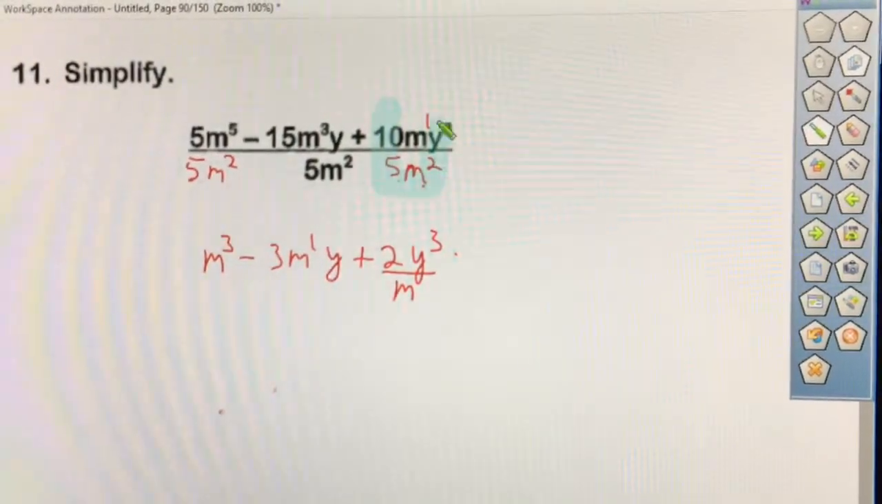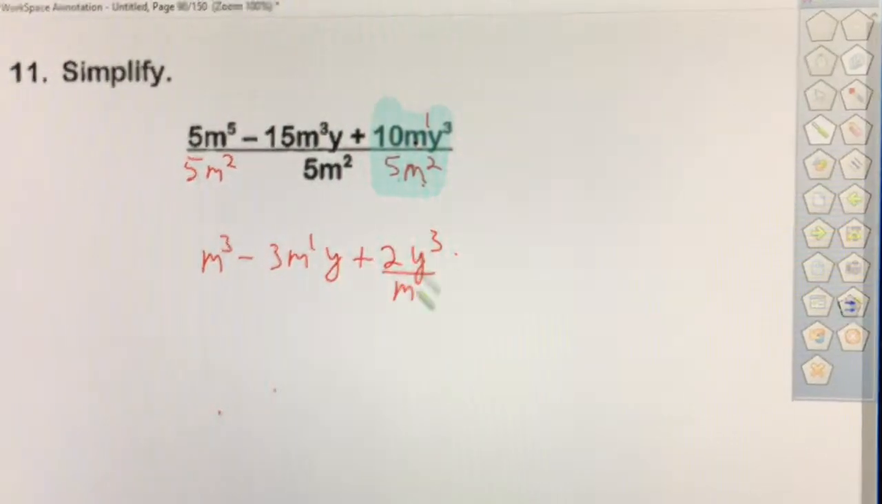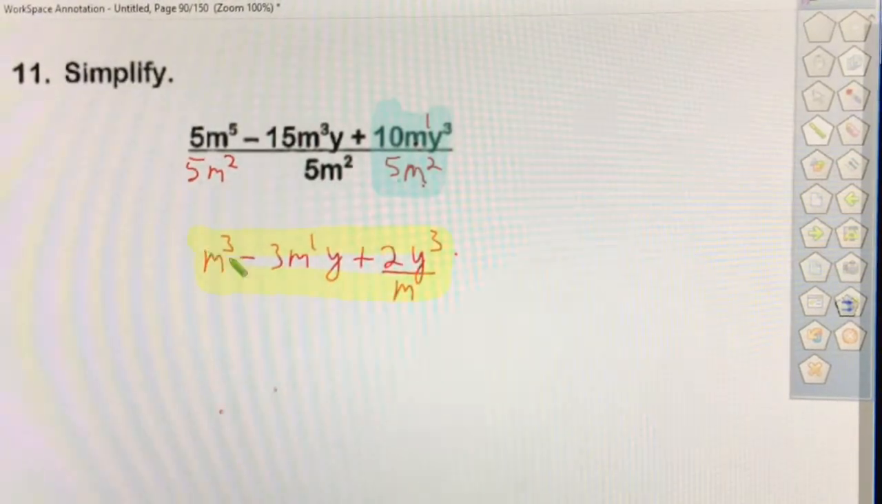A little tricky on the back end over here. 10 divided by 5 is 2. M over m squared gives me 1 over m, and the y cubed doesn't simplify with anything. So that is my final answer, m cubed minus 3my plus the fraction, 2y cubed over m.